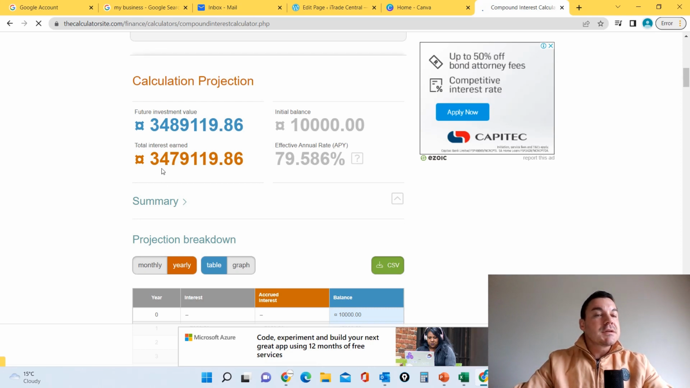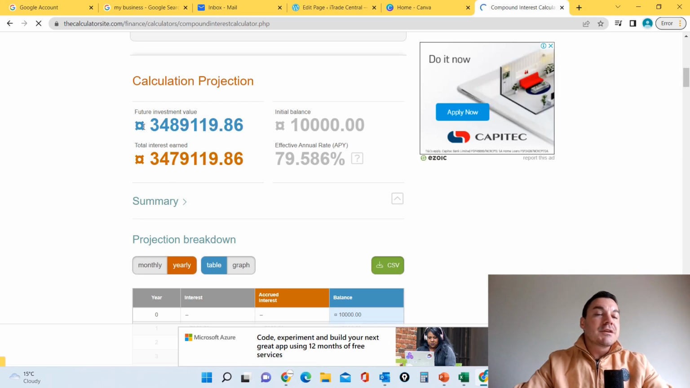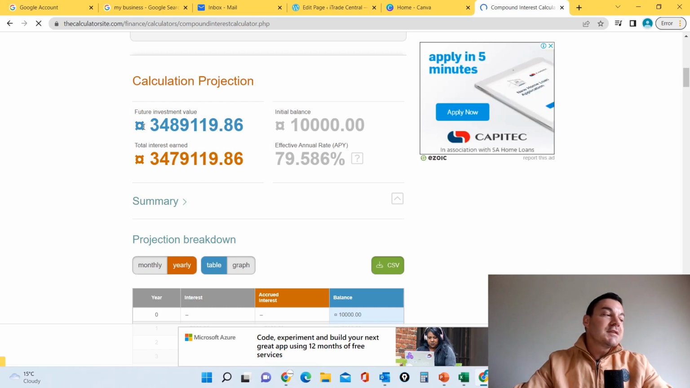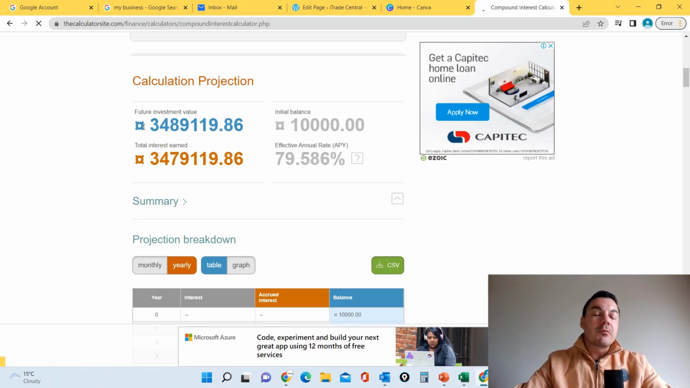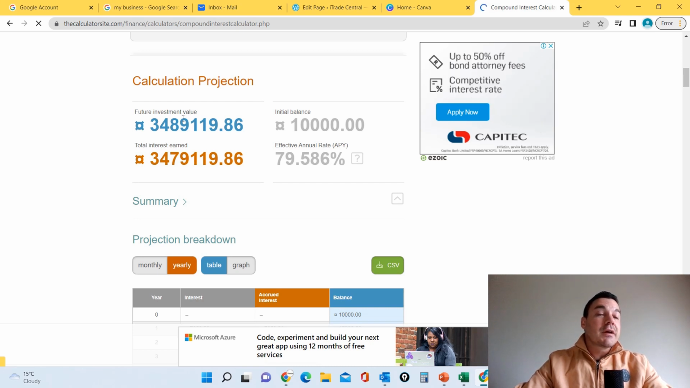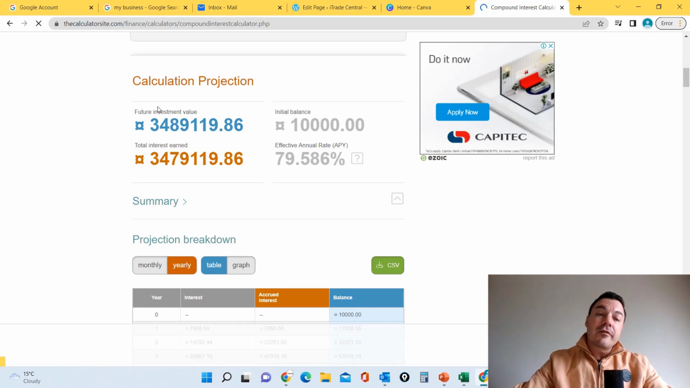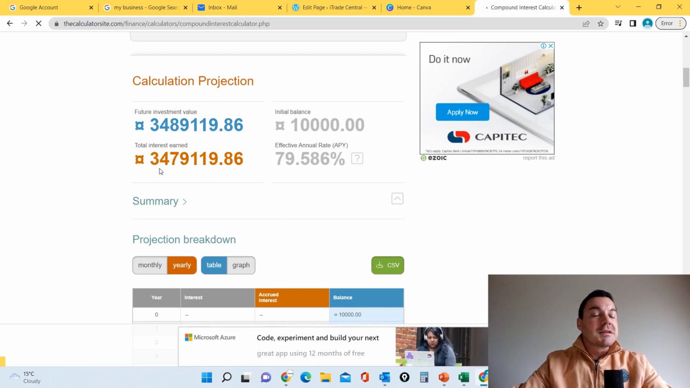So the end result is nearly 3.5 million Rand from 10,000 Rand over a 10-year period. And that's achieving 5% per month and nothing more. You don't need to achieve more than that to turn 10,000 Rand into 3.5 million Rand in a 10-year period. And I can tell you that 3.5 million Rand in 10 years from now is going to be worth a lot more than 10,000 Rand today.